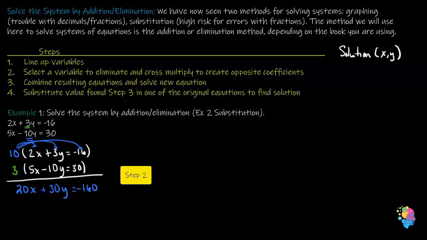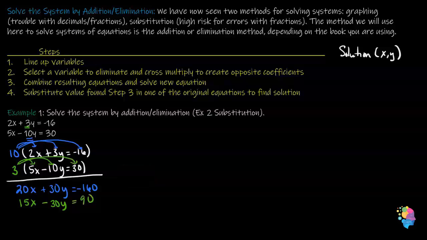Let's multiply the second equation. 3 times 5 will be 15x. And then 3 times 10 will be 30y. Since the 3 is positive and the y is negative, this will be a minus 30y, equals, and then 3 times 30 will be 90. All right, so far we have done step 1. We lined them up. We've just finished step 2, which is we cross-multiply to create opposite coefficients.